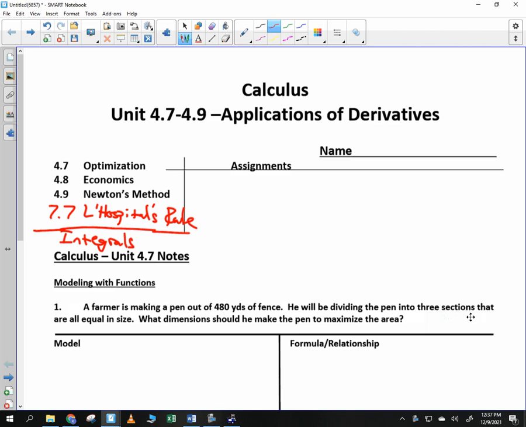Okay, here we are. This is your last unit of calculus for the semester. We're going to be covering the topic of optimization. This is an absolute must. Okay, it's an absolute must.